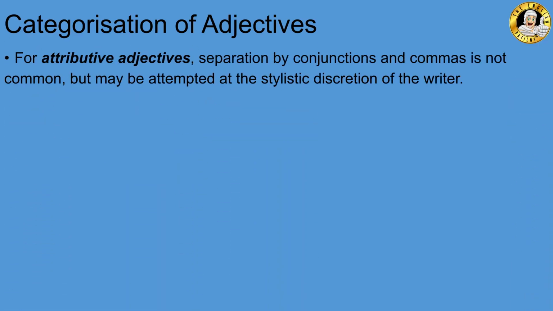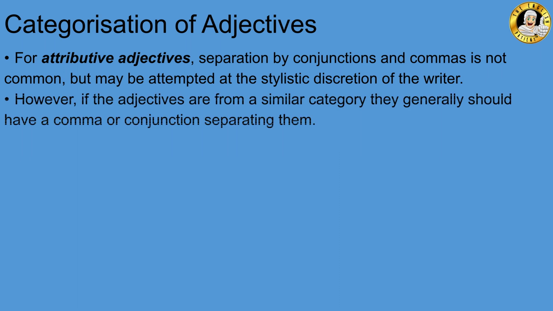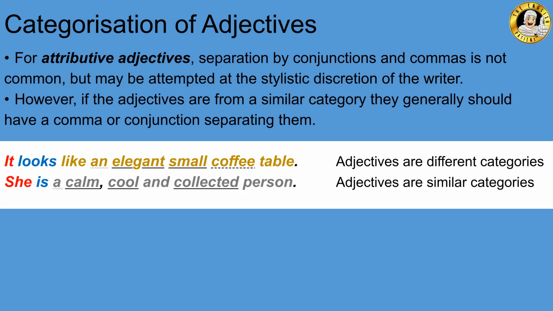Now, for attributive adjectives, separation by conjunctions and commas is not actually that common, but it may be attempted depending on the style desired by the writer. So there is some liberty actually to express yourself in a way that you choose, and that liberty always exists in languages. However, if the adjectives are from a similar category, and we'll be looking at categories in a moment, they generally should have a comma or a conjunction separating them.